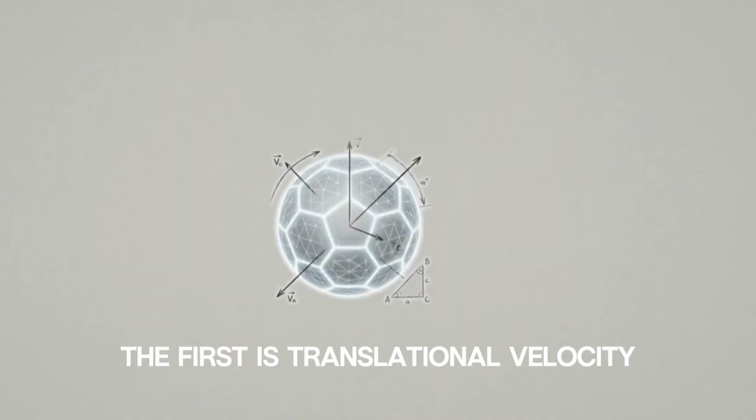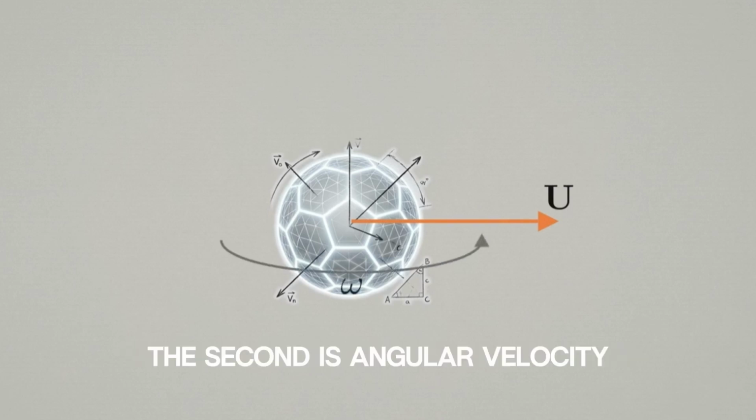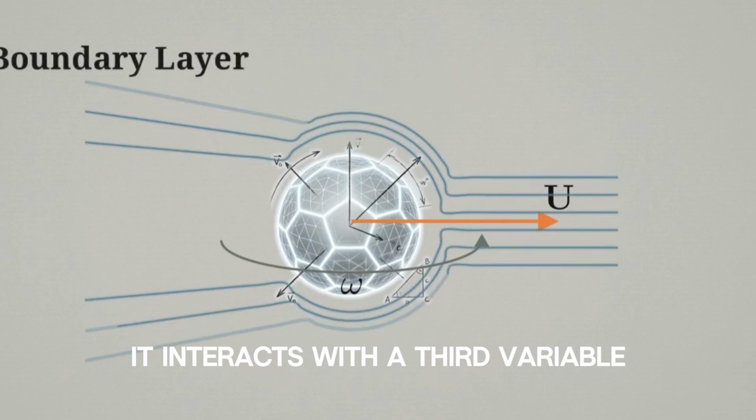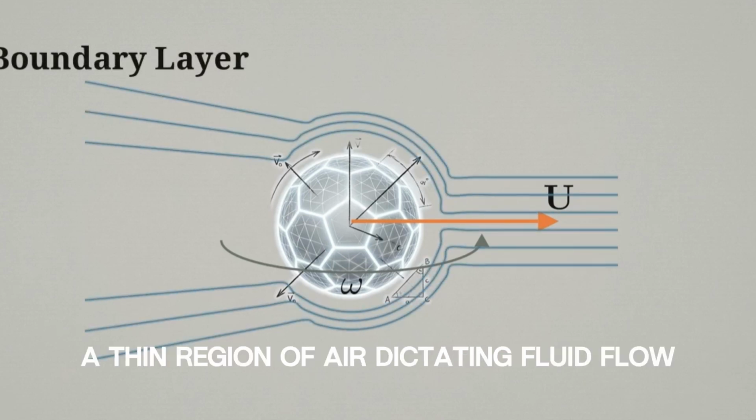When a player kicks a ball, they impart two primary kinetic vectors. The first is translational velocity, the speed the ball moves forward. The second is angular velocity, the rate it spins. As it travels, it interacts with a third variable, the boundary layer, a thin region of air dictating fluid flow.